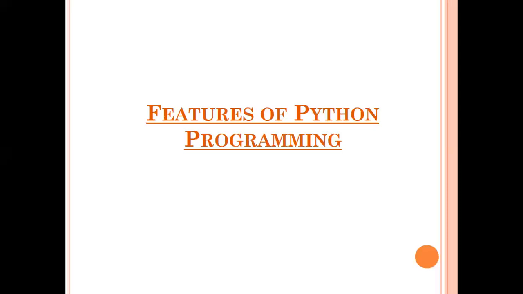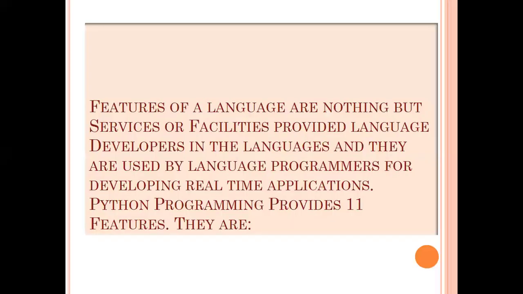Now let's take a quick recap of the features. Features are nothing but the services or facilities provided by the language developers in the language. They are used by the language programmers for developing real-time applications. And Python provides 11 features. What are those?